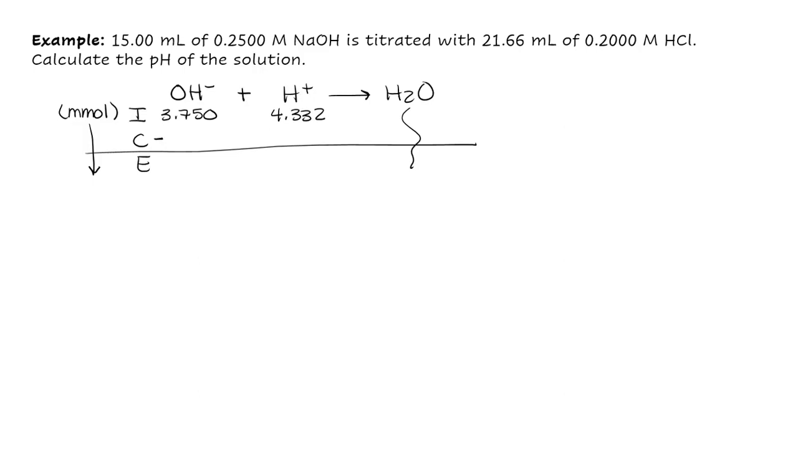Subtracting the smaller value, minus 3.750 for each reactant, will give us 0 for hydroxide and 0.582 millimoles for H plus. So we can see, because we have H plus in solution and the hydroxide has gone to 0, this is after the equivalence point.